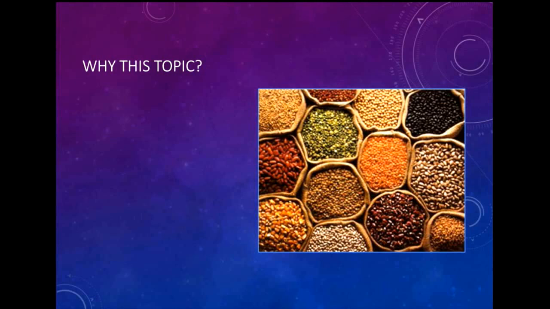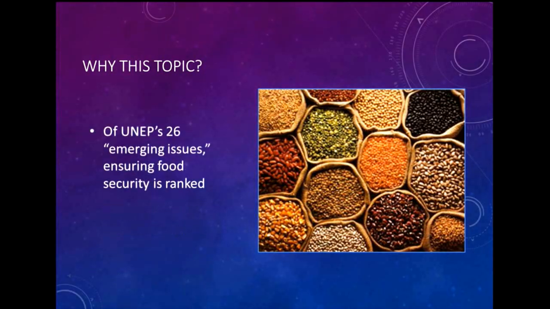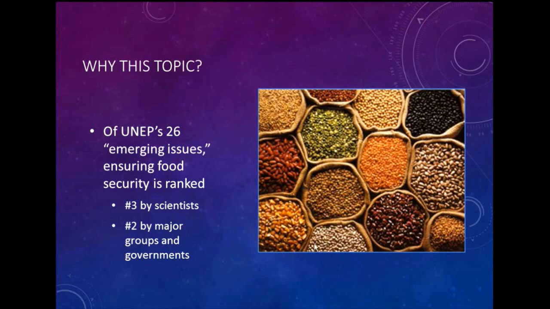Now, why is this topic important? We've talked, of course, about the fact that it is the base of our food supply. But from an academic and official perspective, we can also note that when the United Nations Environment Program was listing emerging issues that we all need to be very concerned about, ensuring food security was ranked number 3 by scientists and number 2 by major groups and governments. So it is obviously a very important issue.